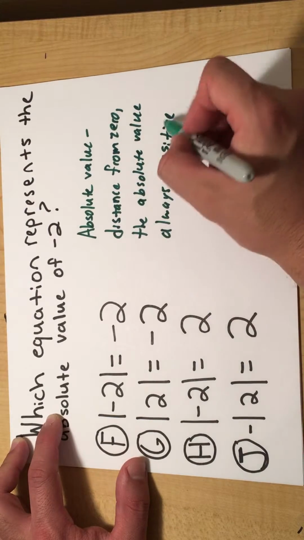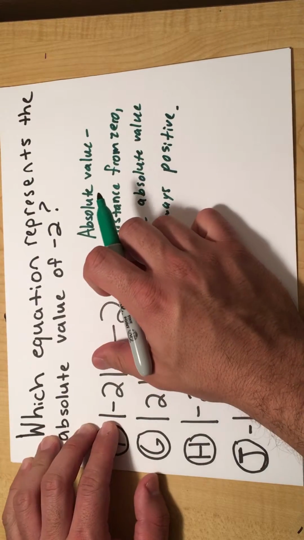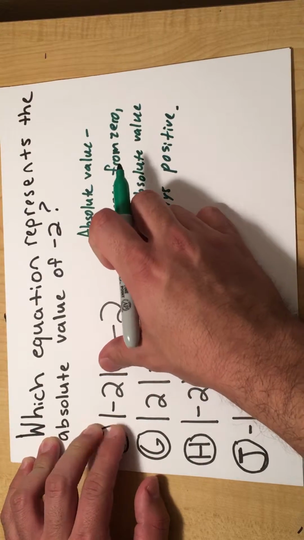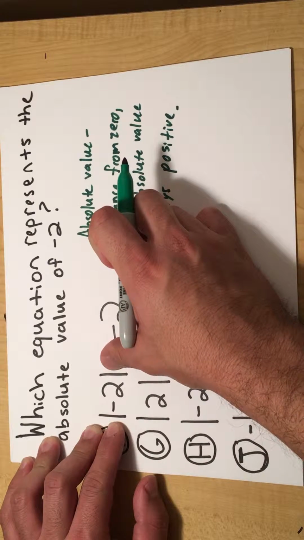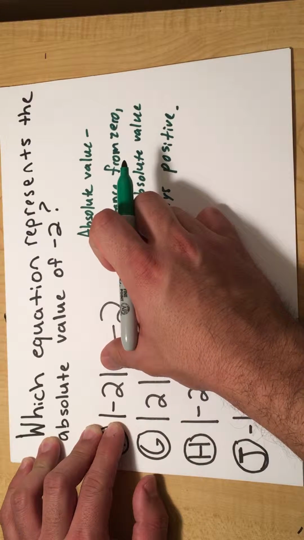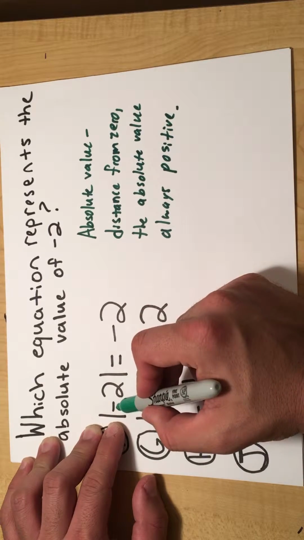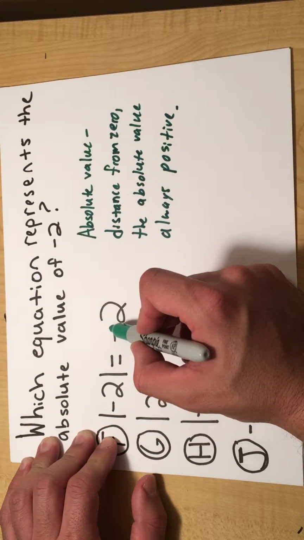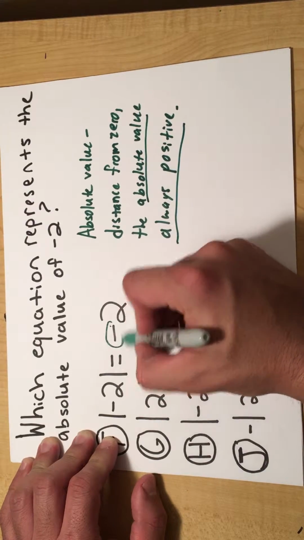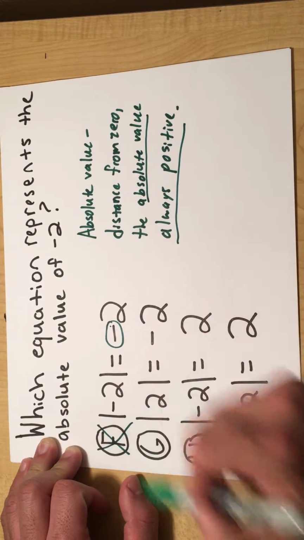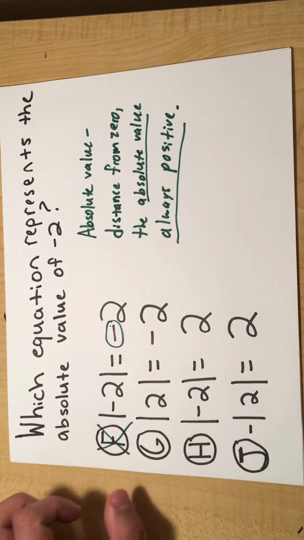Now we got to remember something. Whenever we're taking the absolute value of a number, that is whatever's inside of these lines. So here we're taking the absolute value of -2. How far away is -2 from 0 on a number line? It would be positive 2 units away. And we got to remember the absolute value is always positive, and here we have a negative, so this answer could not be correct. Now let's check the next one.